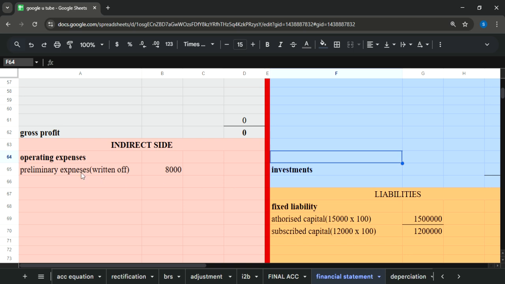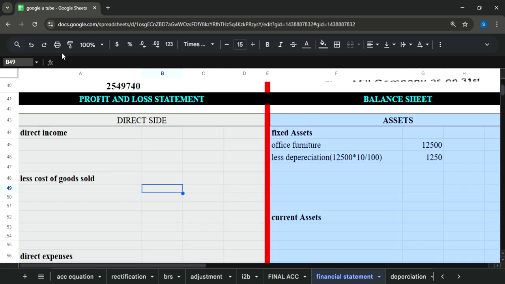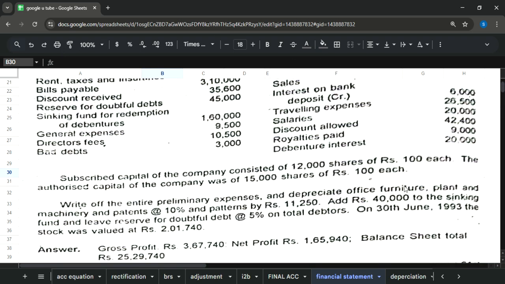Now we will go to the operating expense side, and here you will mention depreciation of furniture, and that was 1250. We have just calculated it, mentioned over here. In this way, depreciation of furniture is completed.